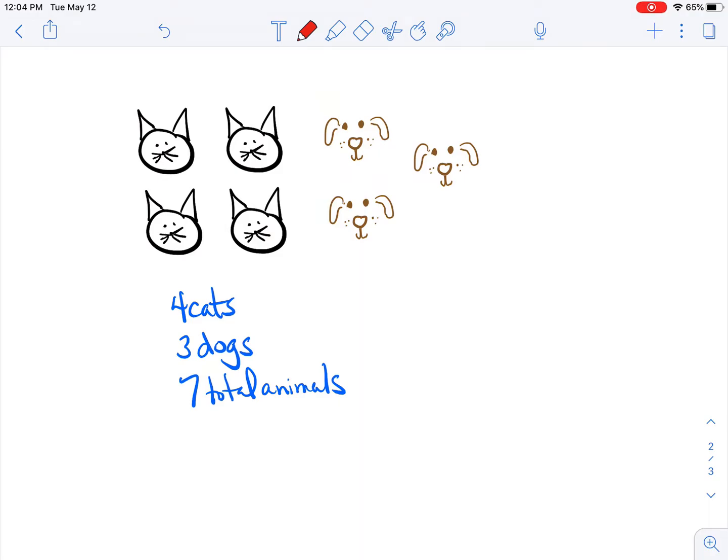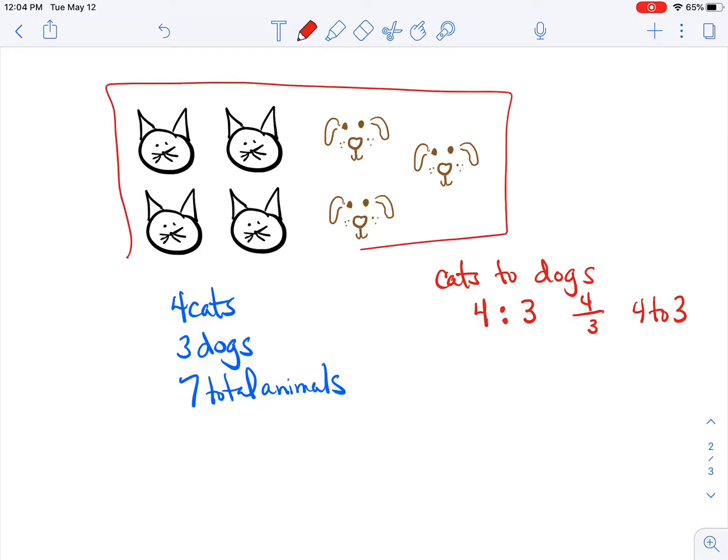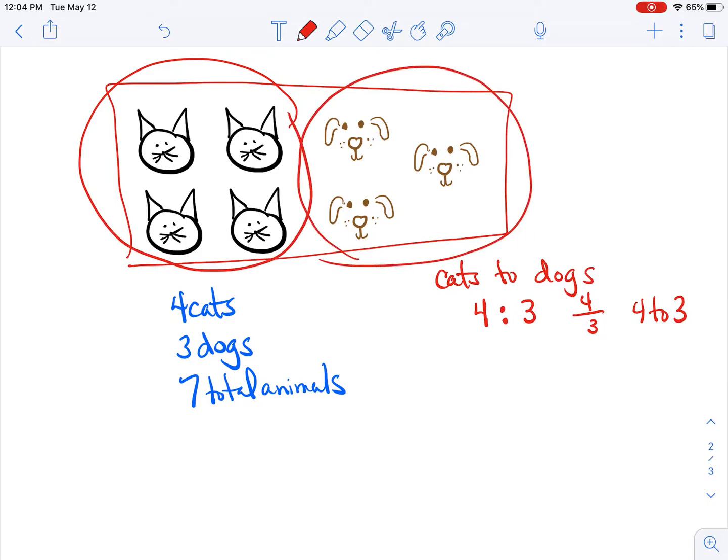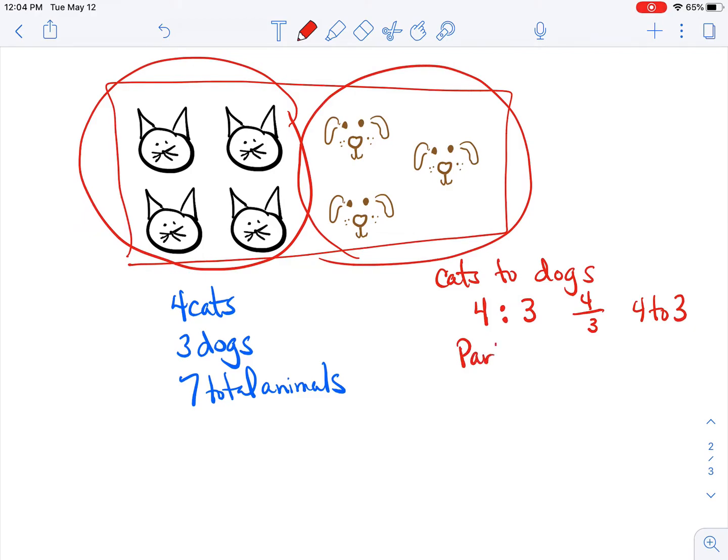So let's first do a proportion that compares cats to dogs. So if I have 4 cats compared to 3 dogs, my proportion would be 4 to 3. I could rewrite it as 4 over 3, or I could write it as 4 to 3. And now let's talk about if this is a part to whole, or whole to part ratio. Well, when we look at this entire group of animals, cats are part of the group and dogs are another part of the group. So this would be considered a part to part ratio.